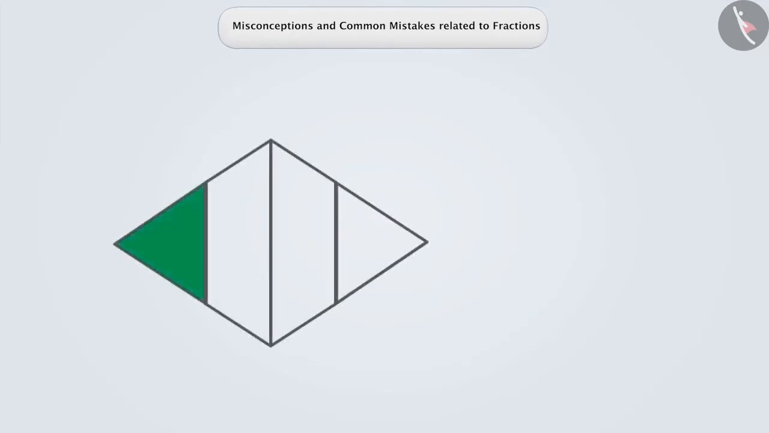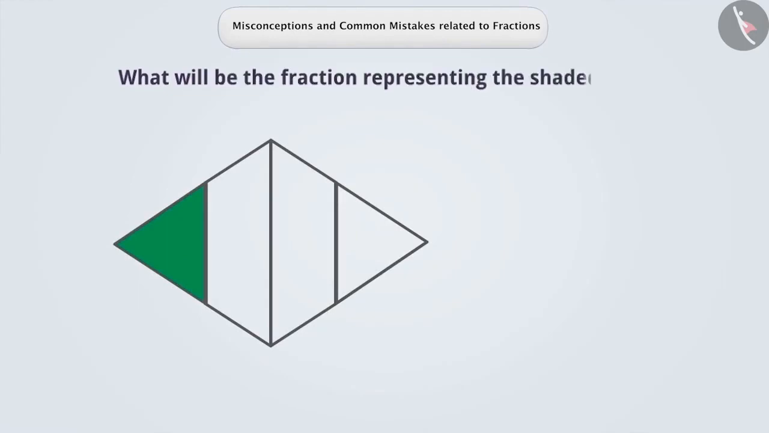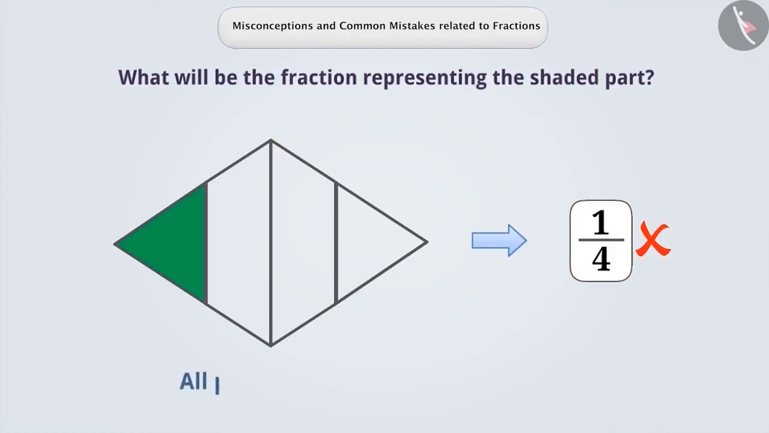Now let's understand some common mistakes related to fractions. If you're asked to find the fraction representing the shaded part in this figure, the total number of parts is written as the denominator and the number of shaded parts is represented as numerator. Thus, it results in an incorrect answer 1 by 4. To represent in fraction, first of all it is necessary to check whether all the parts are equal or not. Here, parts are not equal. Therefore, we cannot represent the shaded part as a fraction.